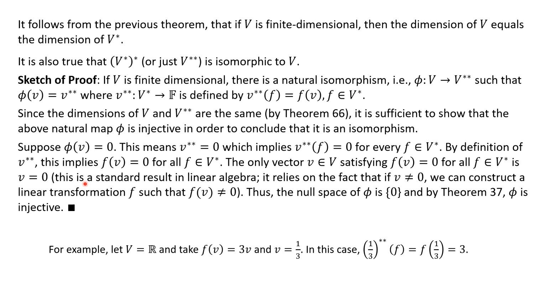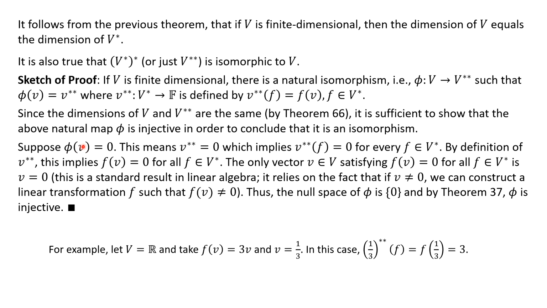Since the dimensions of V and V star star are the same by theorem 66, it's sufficient to show that the natural map phi is injective in order to conclude that it's an isomorphism. We also need to show it's linear, and that's the part I left out. I'll leave that as an exercise, but we'll do the injective part.